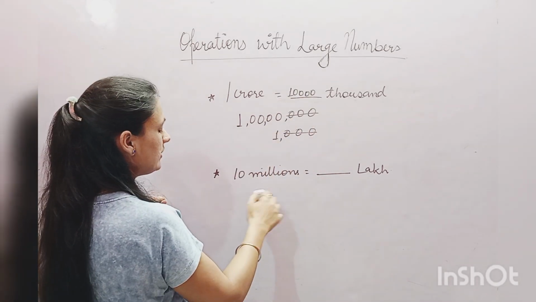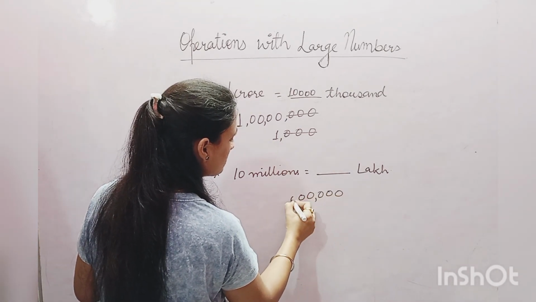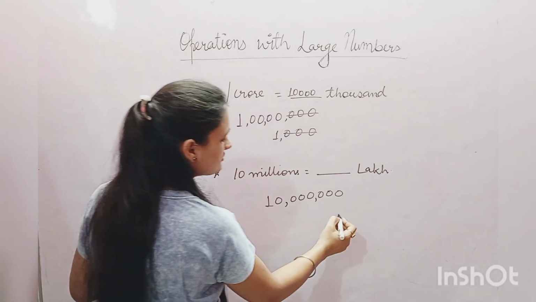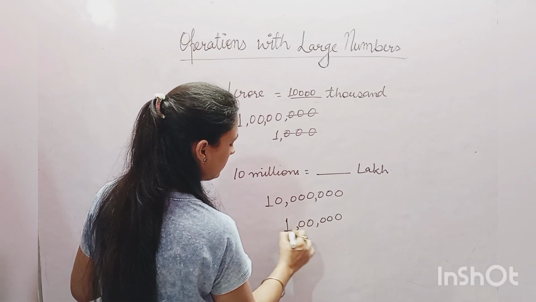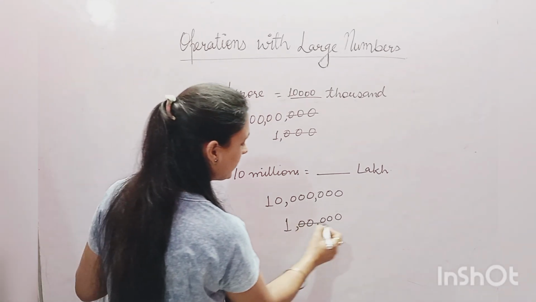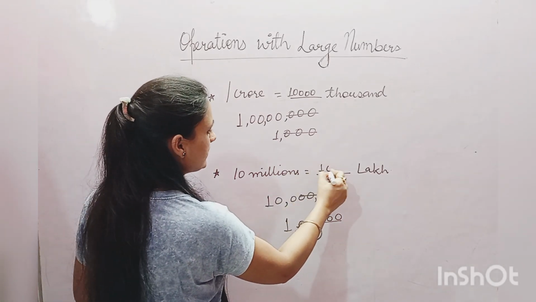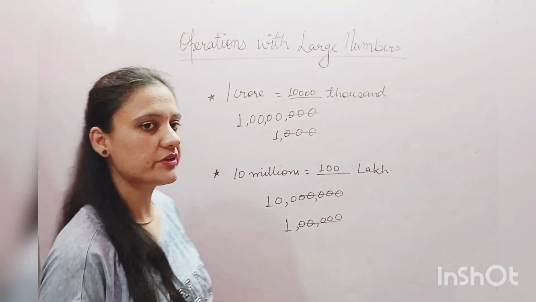Clear? Similarly, let's write down 10 million, 1s, 10s, 100, 1000, 10,000, 100,000, million and 10 million, lakhs, 1s, 10s, 100, 1000, 10,000 and lakhs. So how many zeros in lakhs? 5, and 1, 2, 3, 4, 5 zeros cancel here. So what is left? 100. I hope it is clear to you. This was a really important question.